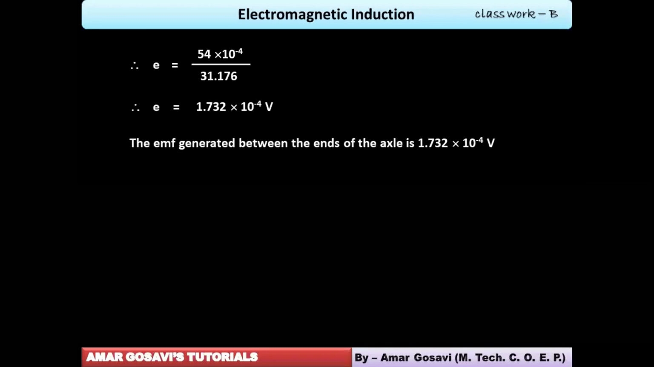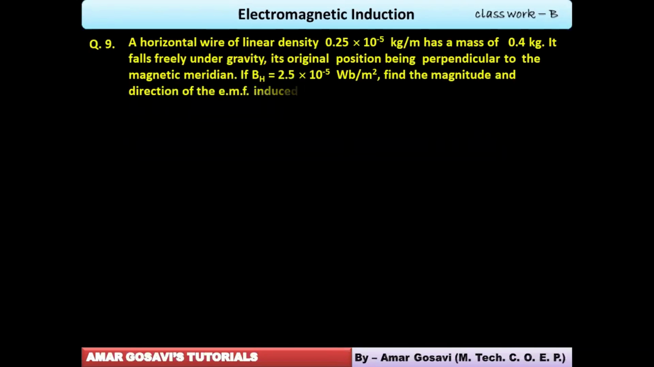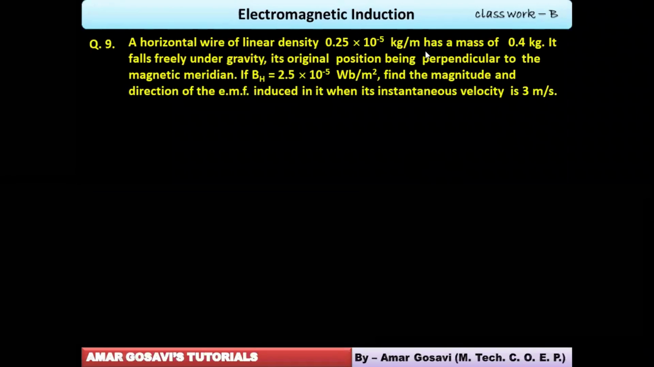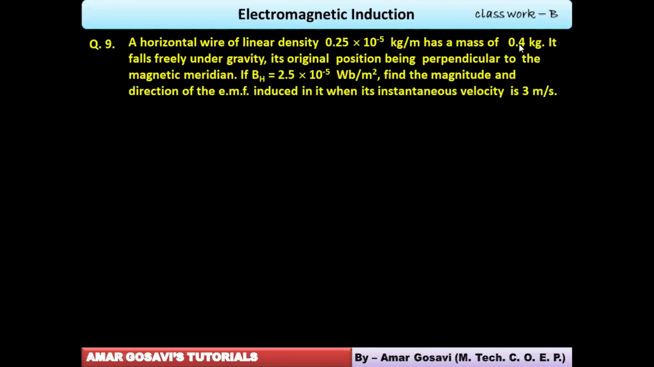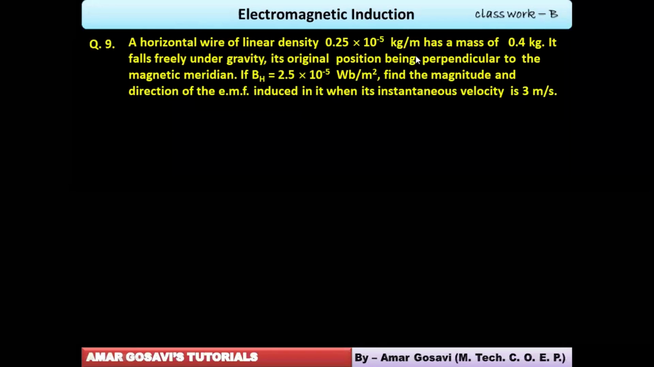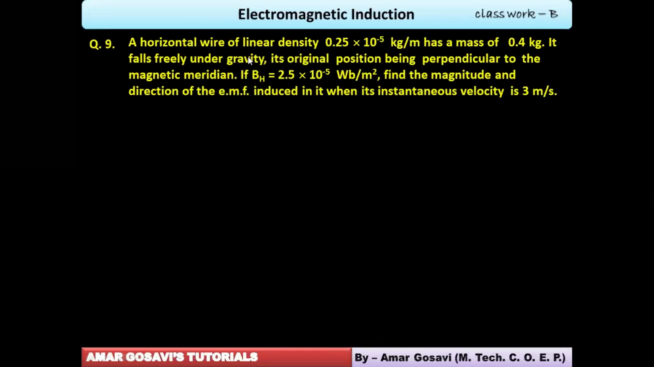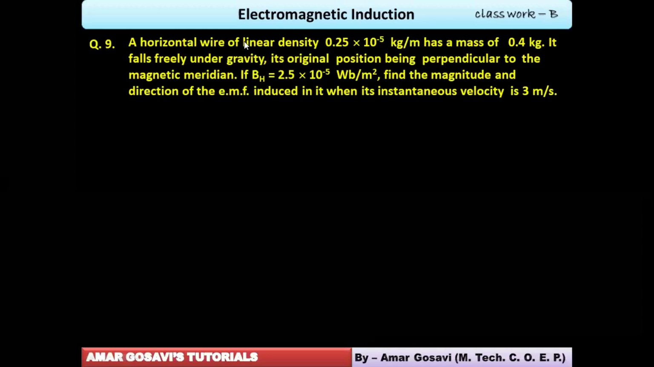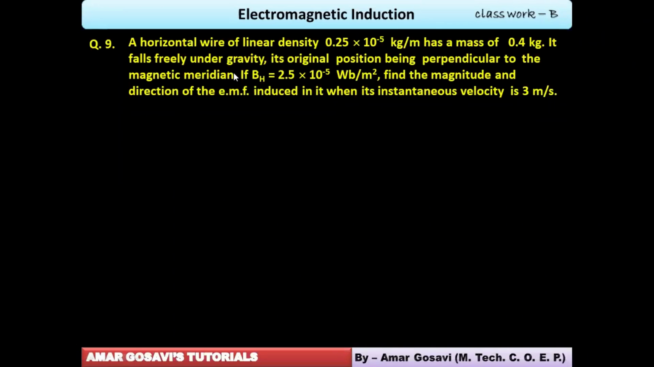Okay, let's move ahead towards the next question then. So here in this question, you can see there is a horizontal wire of linear density 0.25 into 10 raised to minus 5 kg per meter, and it has a mass of say 0.4 kg. So it falls freely under gravity, its original position being perpendicular to the magnetic meridian. That means it's going to cut the Earth's magnetic lines of force. So this is a conductor which is again moving in the magnetic field.